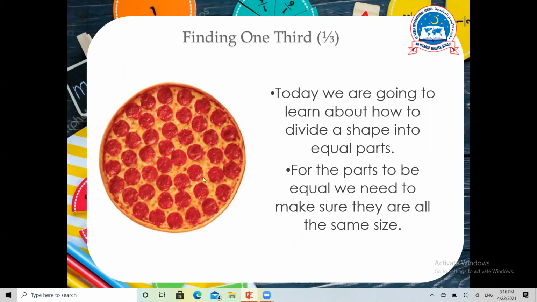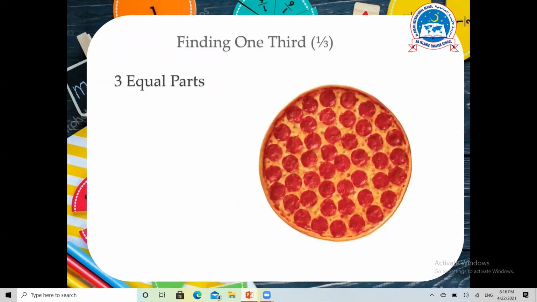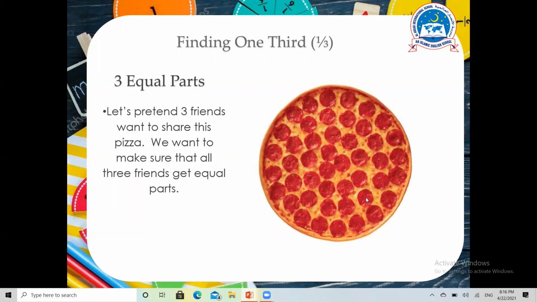Today, we are going to learn how to divide a shape into equal parts. For the parts to be equal, we need to make sure they are all the same size. Look at this pizza here. Let's pretend that 3 friends want to share this pizza. We want to make sure that all 3 friends get an equal part, right? Because we want to make it fair.